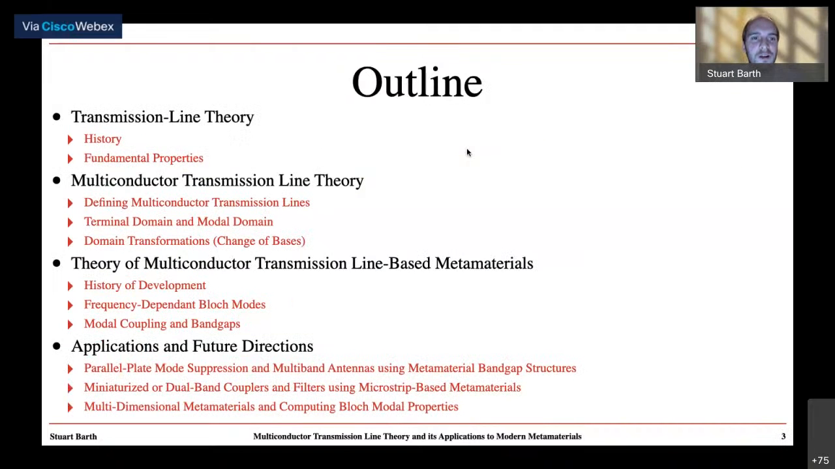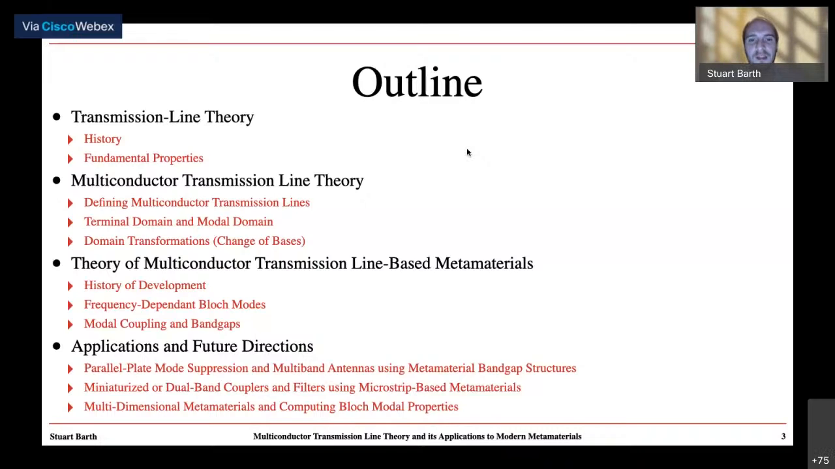So the outline of this presentation is as follows. I'm going to start with a brief look at transmission line theory, in particular its history and some fundamental properties of transmission line modes. Then I'll be going into multi-conductor transmission line theory, how we define multi-conductor transmission lines, the various methods that we use to describe propagating modes in these systems, notably what we call the terminal domain and the modal domain, and then looking at transformations between these two, which is a change of basis, and why that is important.